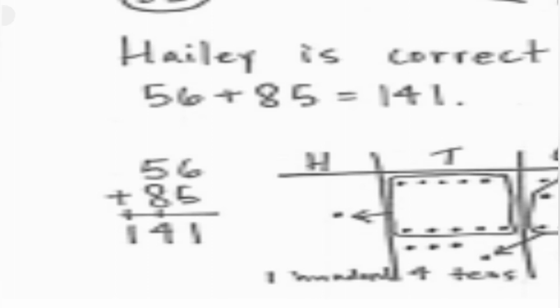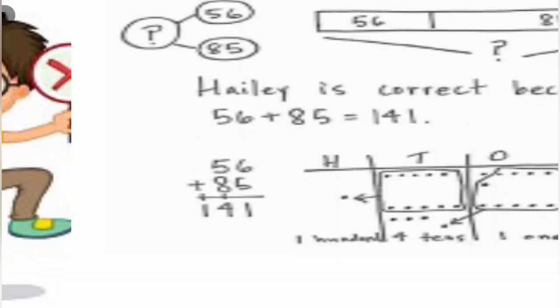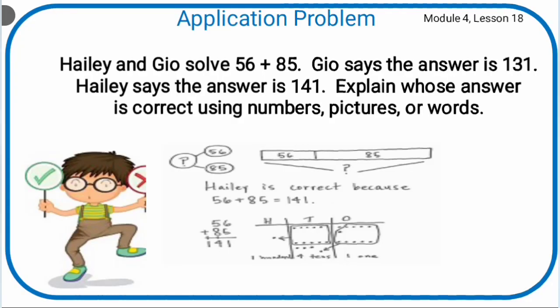6 plus 5 is 11, so I put my ones in the place of ones and move the 10 to tens. 5 plus 8 is what? 13 plus 1, 14. So, the answer is 141. Which means Haley is right. But what mistake do you think Jill made that gives her 131?